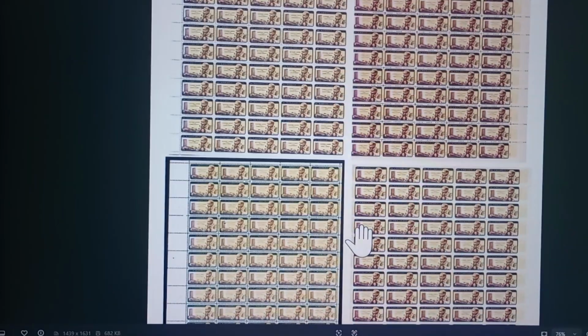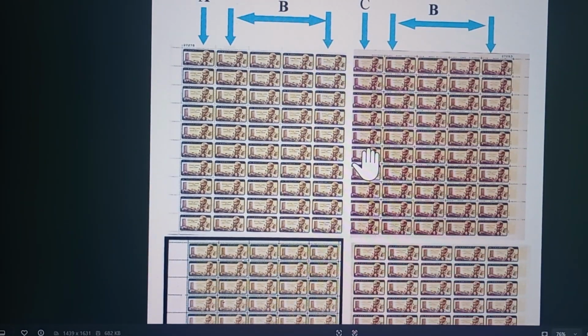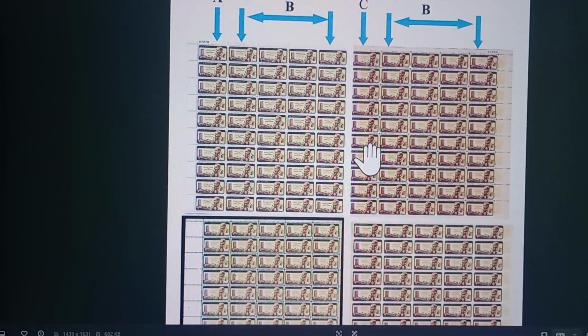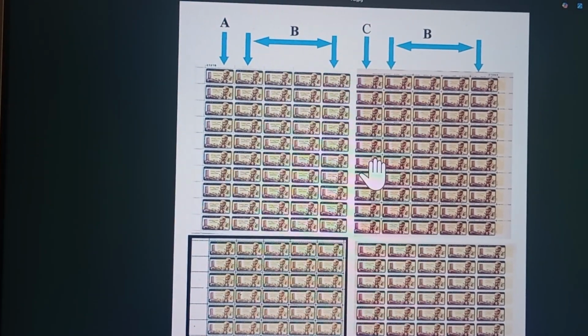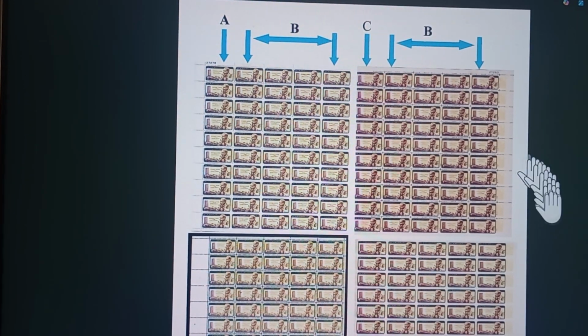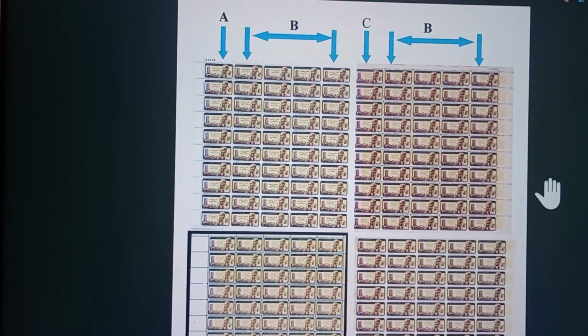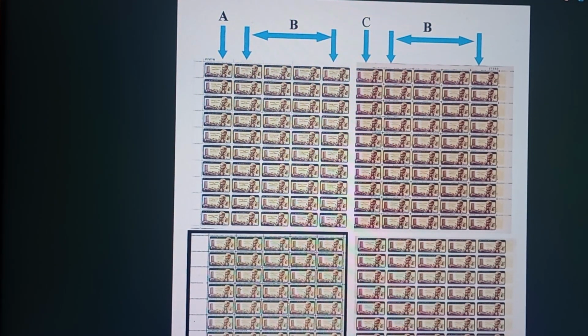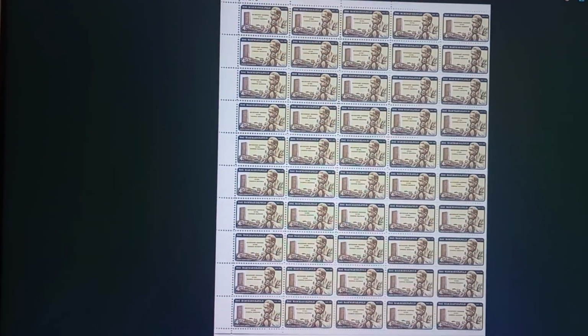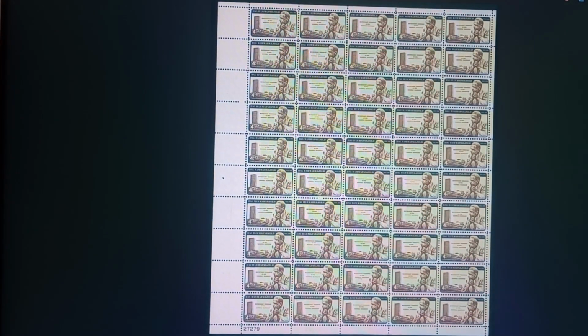But in doing so, the post office didn't realize they actually created 3 different stamps. As you see here, I've got them tagged A, B, and C. So we're going to take a look at them. There are 13 different variations, so we're going to go through them now. This is the upper left sheet. This is the lower left sheet. This is the lower right sheet. And this is the upper right sheet.